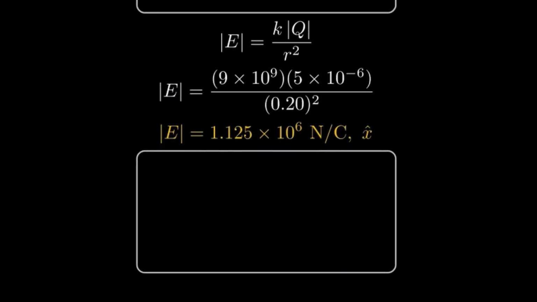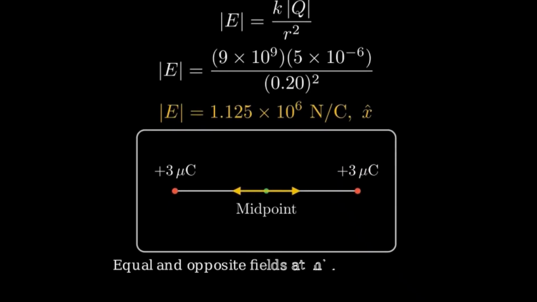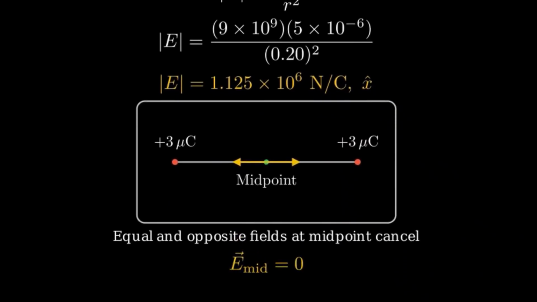Problem 3. Two equal positive charges of plus 3 microcoulomb are placed symmetrically. What is the electric field at the midpoint on the line joining them? We draw both charges and indicate the midpoint. Fields at the midpoint are equal in magnitude but opposite in direction, so they cancel. Therefore, the electric field at the midpoint is 0.